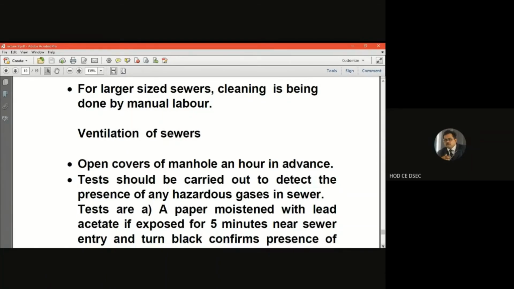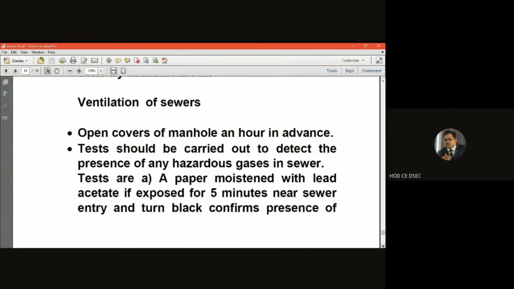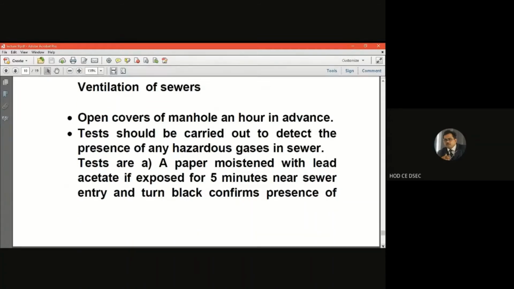Now the test has to be done before entering into the manhole. What test has to be done? There may be presence of methane or CO2 or H2S. These are called the hazardous gases. How do we detect whether these hazardous gases are present or not? For that, certain tests are being done.